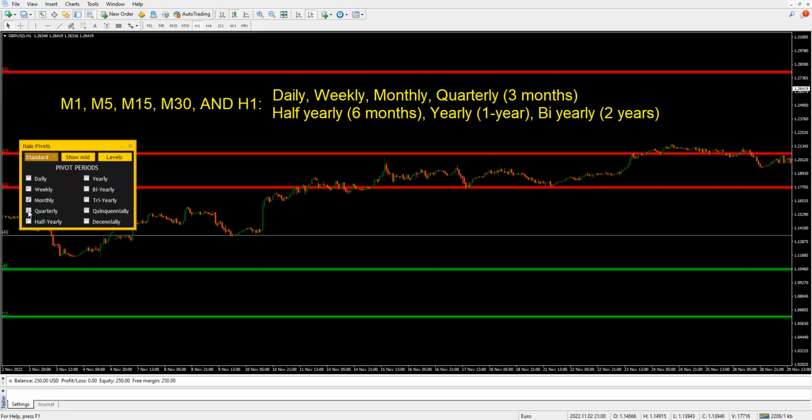Here, the quarterly, the half yearly, the 6 months time frame, yearly, 1 year time frame, all right, and biyearly time frame, the 2 years time frame. These are the best pivot periods for those time frames. So what about above H1 time frame?